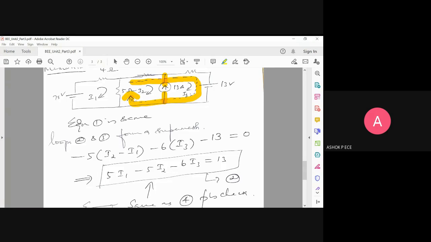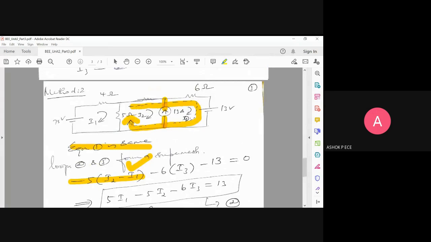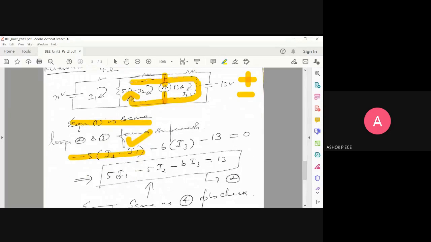See, the first equation is the same, so I'm not writing that. Second equation for the super mesh, you see, 5. And for 5, I1 is also flowing, I2 is also flowing. So it is minus 5 into I2 minus I1. This is your simple thing. Next, this loop consists of 5 ohms, I have written for 5 ohms. Now 6 ohms, I3 is flowing, so it is minus 6 into I3. And for the 13 volt, you see current is entering at plus, leaving at minus, so it is minus 13 equal to 0. So 5 I1 minus 5 I2 minus 6 I3 equal to 13. This is the equation for your super mesh.